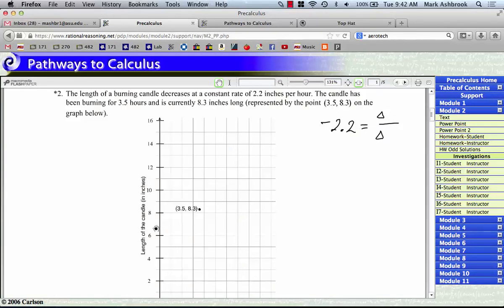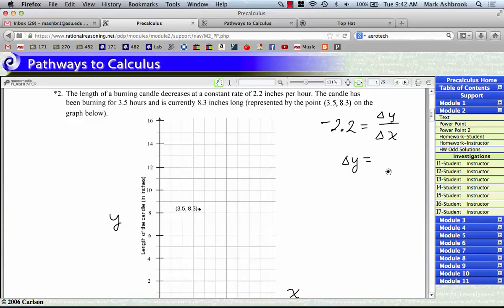The change in inches over the change in hours. Good. So if the length we'll make y, and our time will be x, it would be delta y over delta x. Good. If we have that constant rate of change of negative 2.2, that means that's equal to delta y over delta x. What if we needed to calculate a change in y?